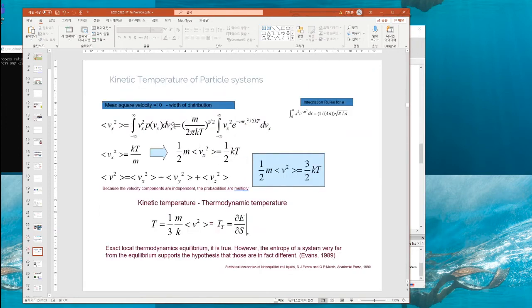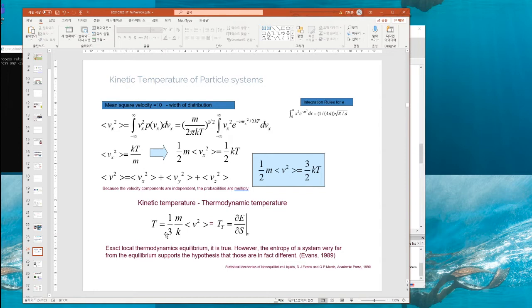All right, so this is from the probability distribution. This is the mathematical procedure for how to pull out the temperature. Here, 3/2 k_B T, the kinetic temperature, is equal to the kinetic energy of the system, right? So from here, if we simplify this equation, we can get the kinetic temperature.